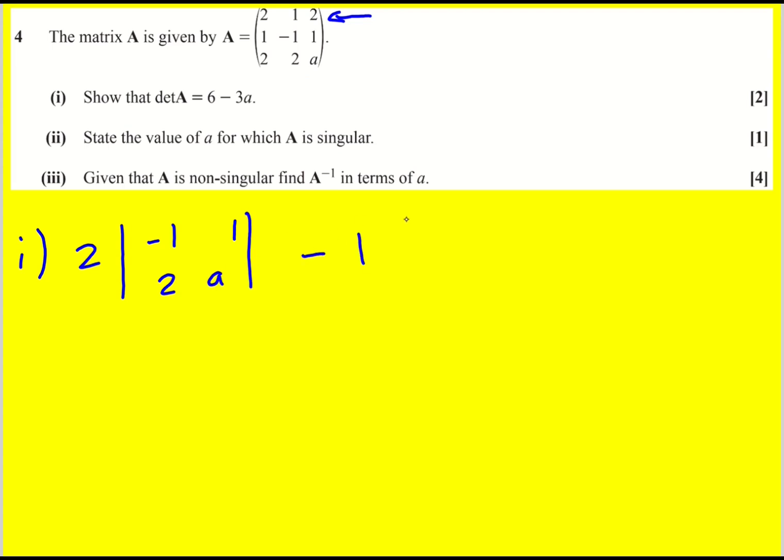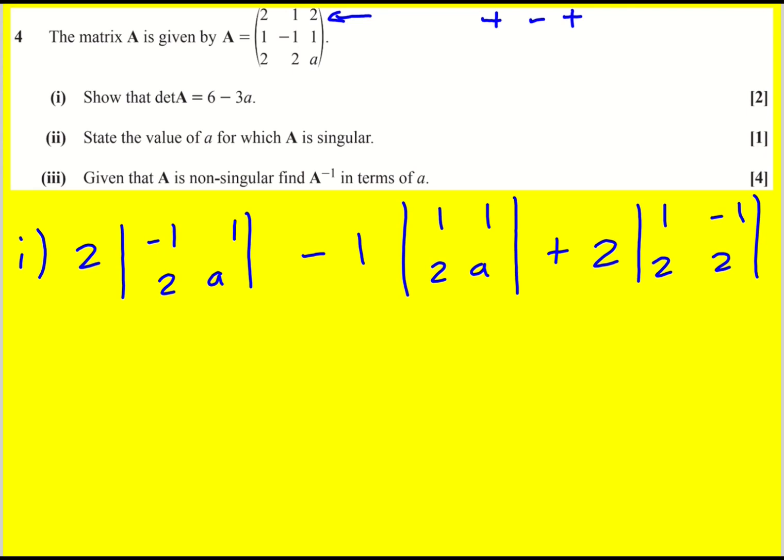Then I'll do minus 1, cross that out, times this determinant, 1, 1, 2a. For the final one, it becomes back to being a 2, because it goes plus, minus, plus, or you can do just minus 1 to the power of the row plus the column. Cross them out, I'm going to get 1, minus 1, 2, 2. I haven't gone into detail on where that comes from, but you've just got to trust the process here and practice it. I should have said that that is det A.